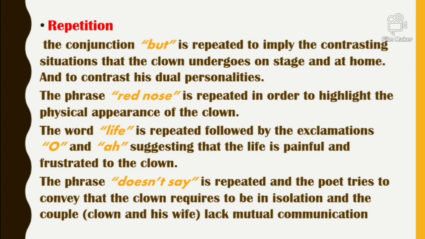Then the phrase "red nose" is repeated in order to highlight the physical appearance of the clown. Well, the red nose is significant. The word "life" is repeated, followed by the exclamations "O", suggesting that life is painful and frustrating to the clown. You can remember in the last two lines it says, "O life, our life. What would I do without this clown of a wife?" So "life" is repeated twice with the exclamations.